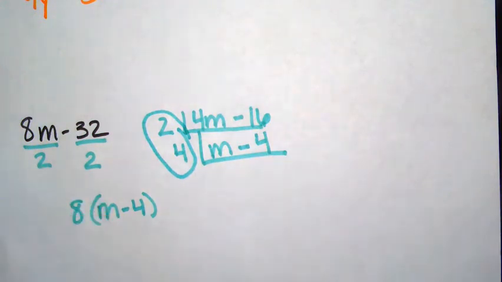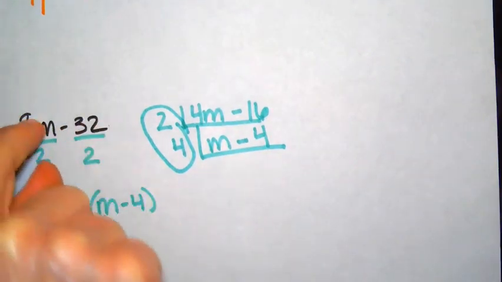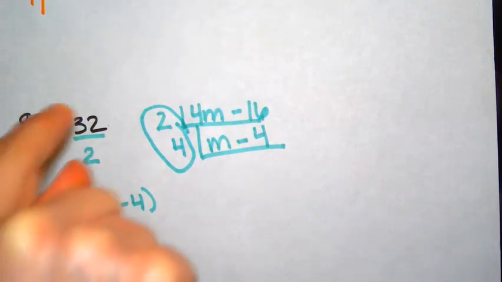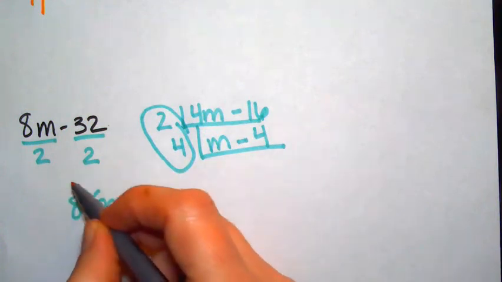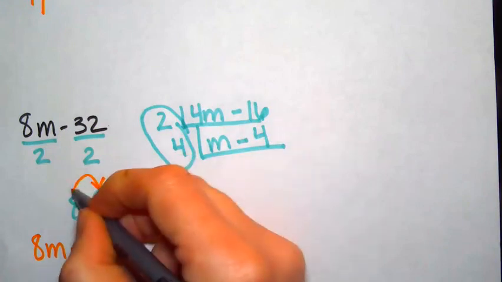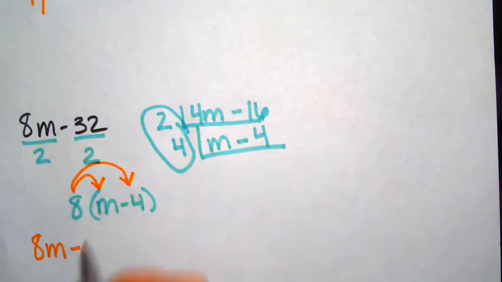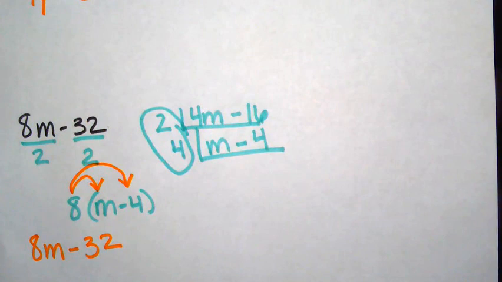Again, if you're really good at your math facts, you could have known both of these were divisible by 8. 8m divided by 8 is m. 32 divided by 8 is 4. But I took it a little more step by step. Double check, always double check. 8 times m, 8m, keep my minus. 8 times 4, 32. Matches. That is perfect. All right, guys, we'll do some examples now together in class.